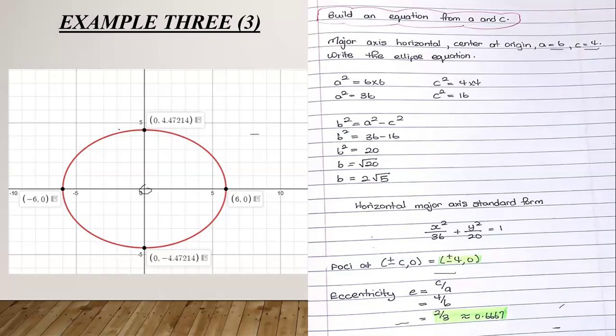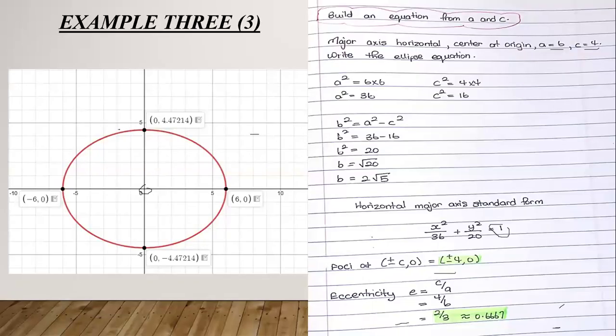So we have to write the equation of the ellipse in standard form. We use our formula that was mentioned earlier, and we end up with x squared over 36 plus y squared over 20 equals 1.